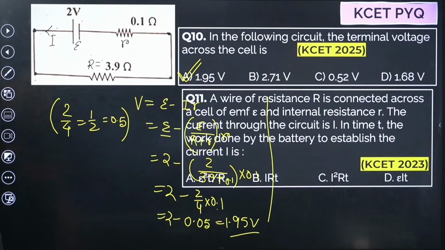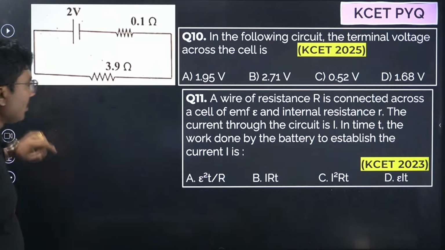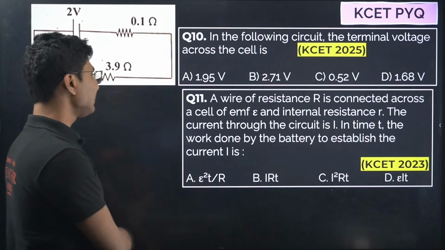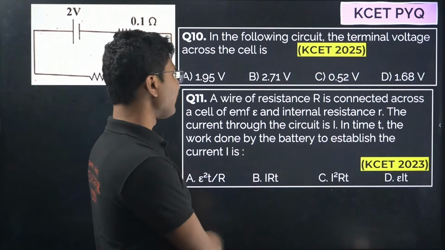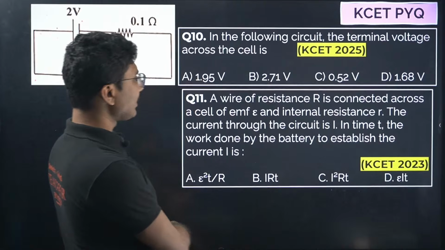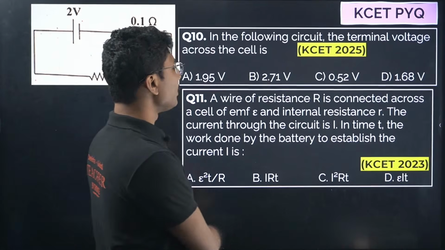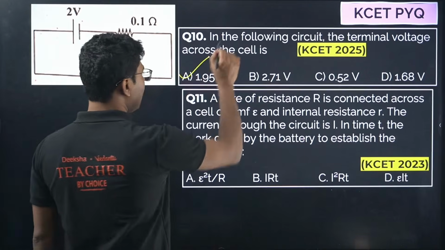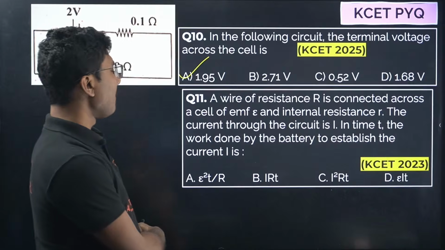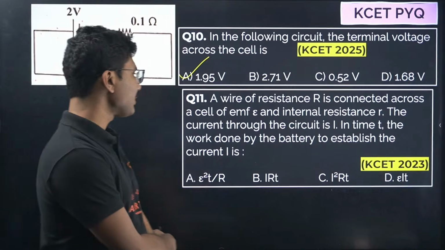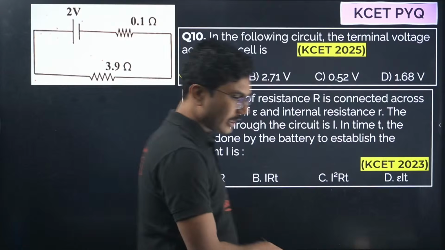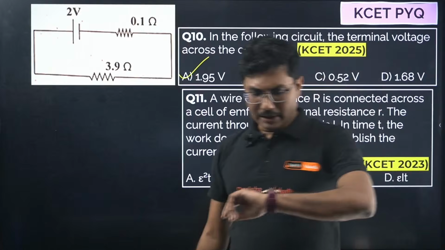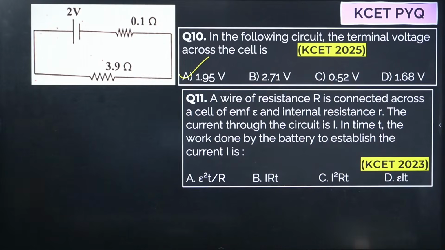Next question. A wire of resistance capital R is connected across a cell of EMF epsilon and internal resistance small r. The current through the circuit is I. In time t, the work done by the battery to establish the current is. Okay, answer this question quickly. This is an easy question.